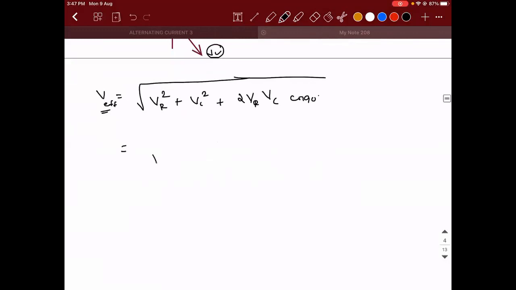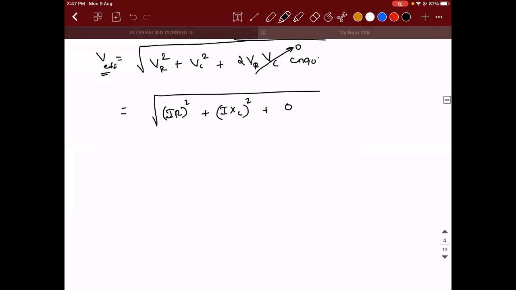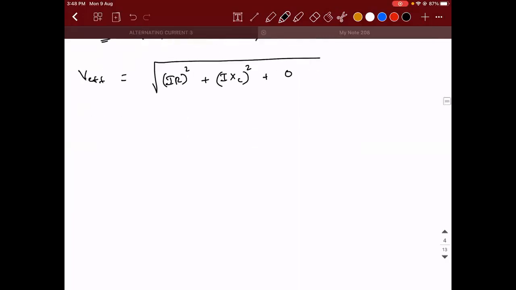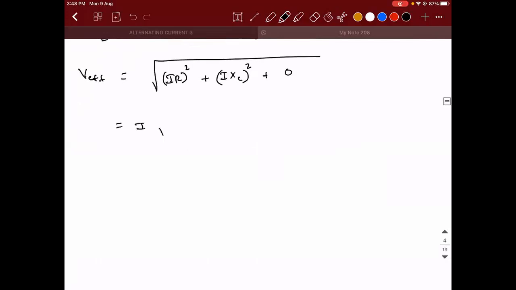And this value is equal to how much? Root of IR the whole square plus I into XC the whole square plus 0, because cos 90 is going to give you a 0. So V effective, as of now, I'm not disturbing it. So have this in your mind. I into root of R square plus XC square is nothing but the value of V effective.